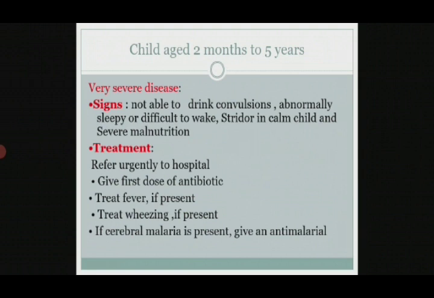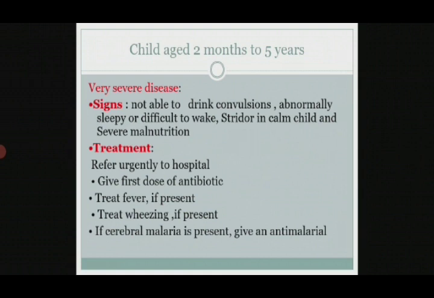First, very severe disease. Signs are: child is not able to drink, child convulses, child abnormally sleepy, not able to wake, child has stridor in a calm position and is severely malnourished.